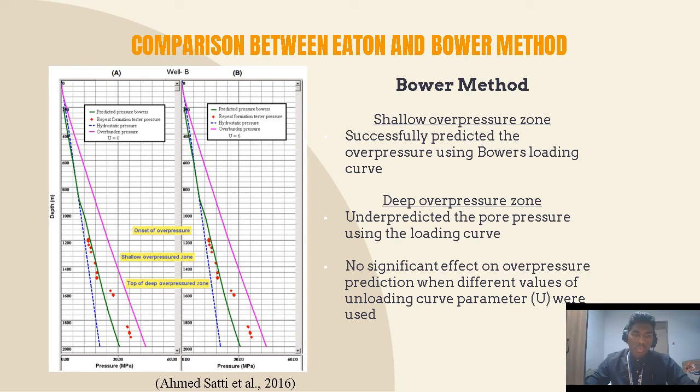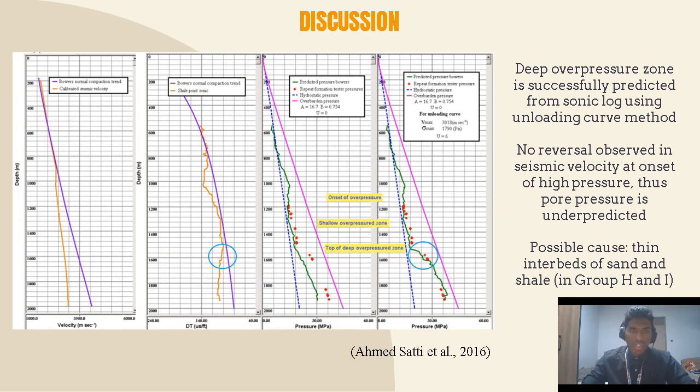Okay, so what does this mean? Let us move on to the discussion part to understand why it still remains underpredicted. Okay, so in this discussion portion, we will be focusing on the Bauer method. Sonic logs and seismic velocity profile were incorporated to observe the presence of reversals, where, similar to a seismic to well tie, they tried to understand if there's any reason why there are no reversals within the deep overpressure zone.